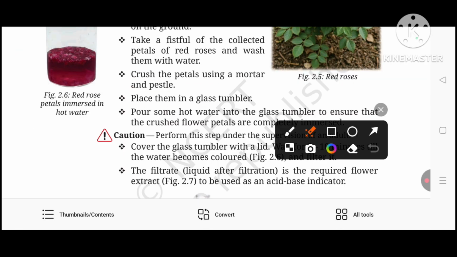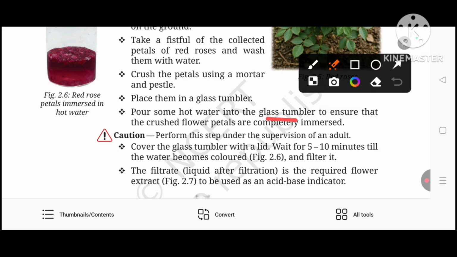Place them in a glass tumbler. Pour some hot water into the glass tumbler and ensure that the crushed flower petals are completely immersed. The crushed flower petals are to be completely immersed in this hot water. Caution: perform these steps under the supervision of an adult. Cover the glass tumbler with a lid.